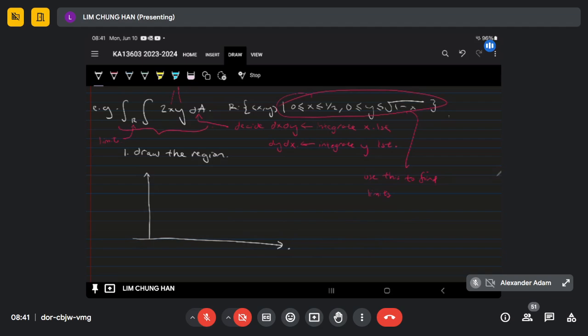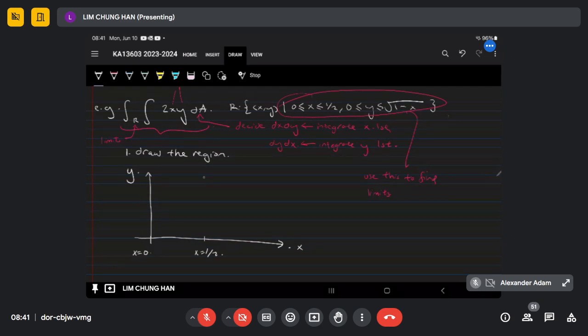Based on the variables, we have an x variable and a y variable. For x, it is 0 to half. x is 0 here, and x is half there. So we have the x-axis region, and now we have to get the y-axis region. y is bigger than 0.